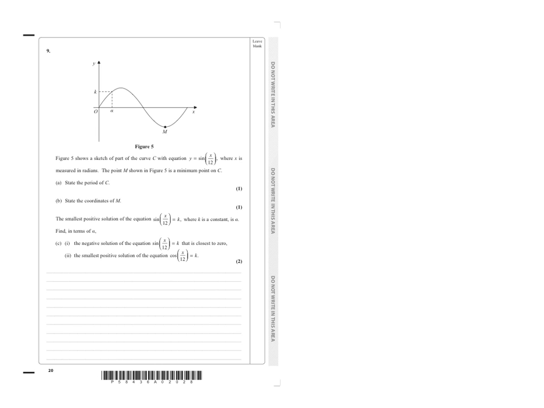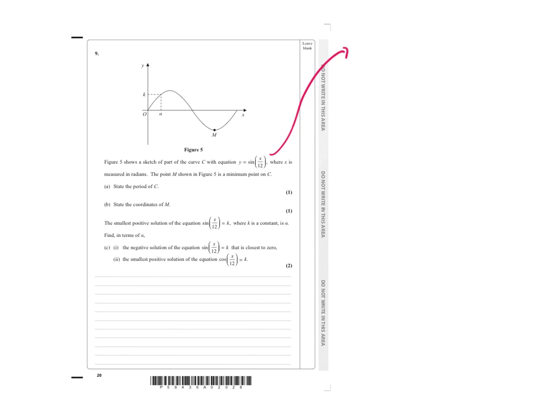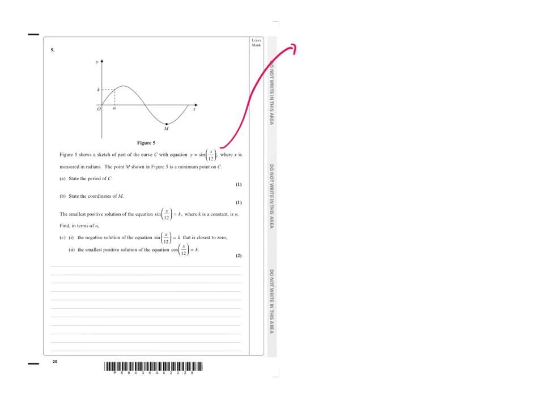Well, first of all, let's break it down. Figure 5 shows a sketch of part of the curve C with equation y equals sine x over 12. So if we think about this in terms of f of x, what have we done to x in this case? We've divided it by 12. Is it inside or outside the bracket? It's inside, it affects x. What are we going to do? We're going to multiply our x coordinates by 12.